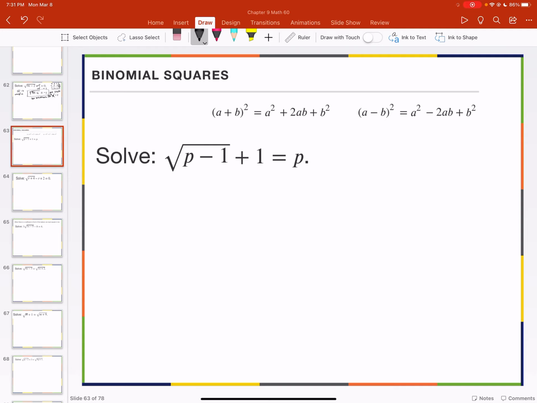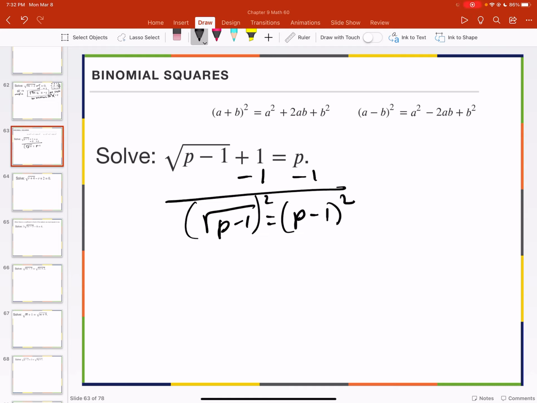All right, so what if they get a little bit more complicated? Well, if they get more complicated, it's fine. You just have to isolate the square root. So let's go ahead and do that. You get the square root of p minus 1 on the left-hand side, and p minus 1 on the right-hand side. We square them. So this will cancel out. On the left-hand side, the radical cancels out, so you get p minus 1.